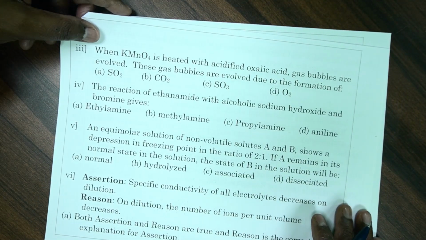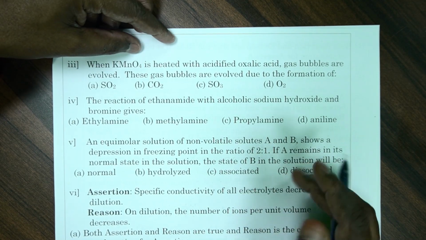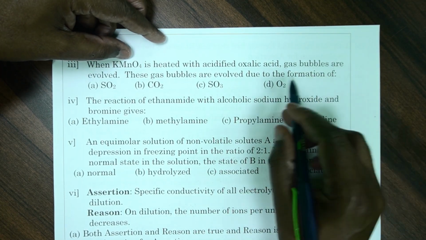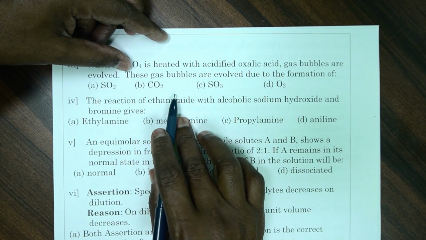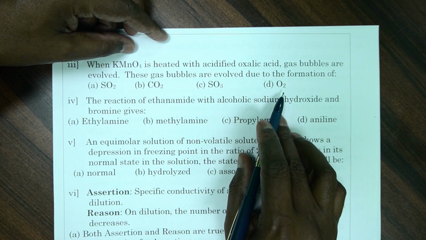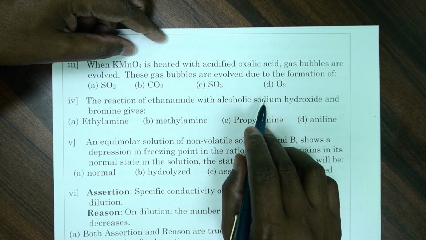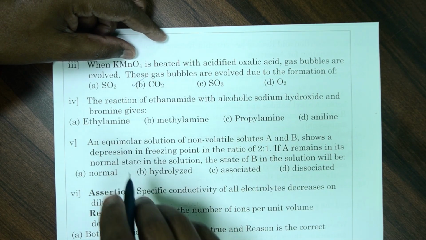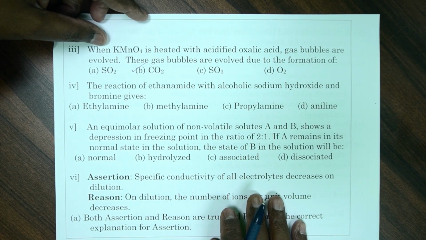Now the third question here is, when KMnO4 is heated with acidified oxalic acid, gas bubbles are evolved. These gas bubbles are evolved due to the formation of SO2, CO2, SO3 or O2. So heated with acidified oxalic acid, the option B, carbon dioxide, comes, we know. So B is the correct answer, option B. And we'll go to the next question.